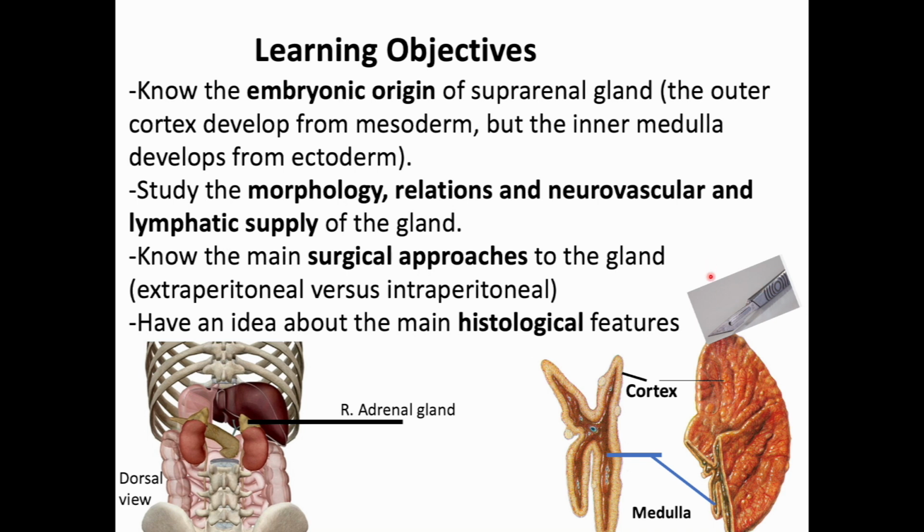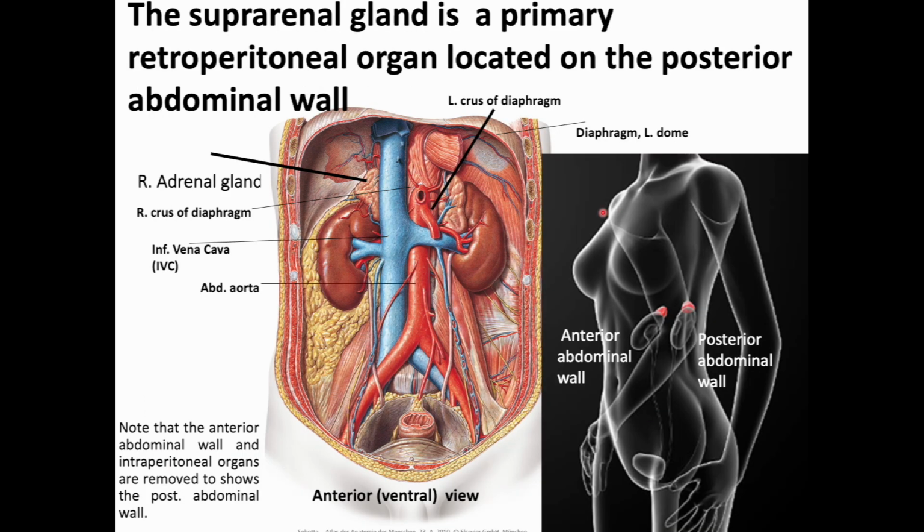As you see here, here is the gland above the kidney. Here is the right adrenal gland, and when you cut it with a knife, you find it is formed of two structures: the cortex outside and the medulla inside. Here is the suprarenal gland. Here is the right one, and here is the left one.